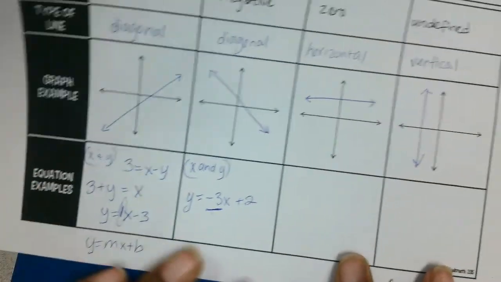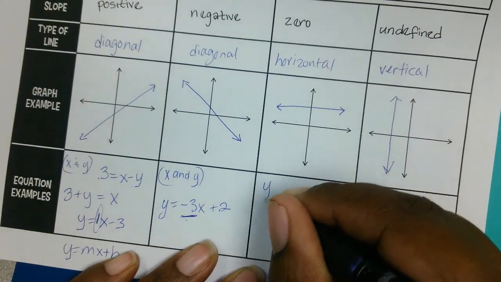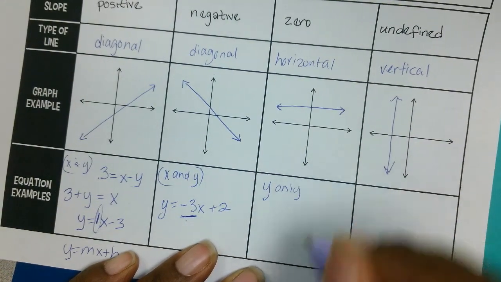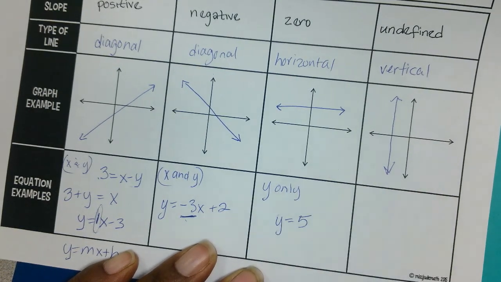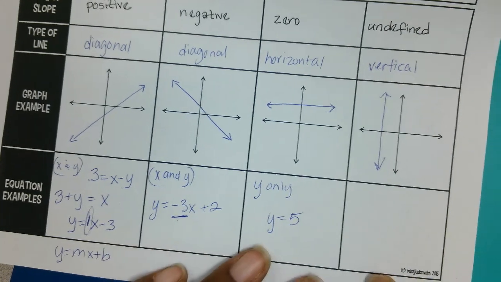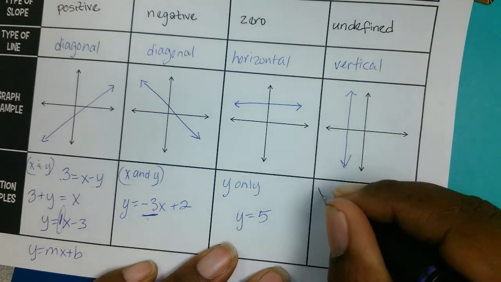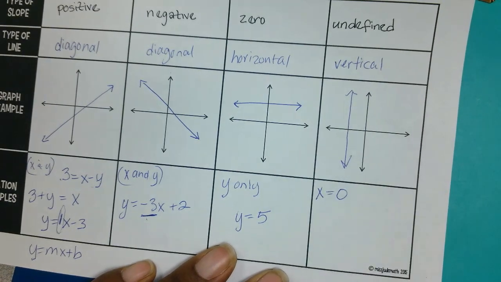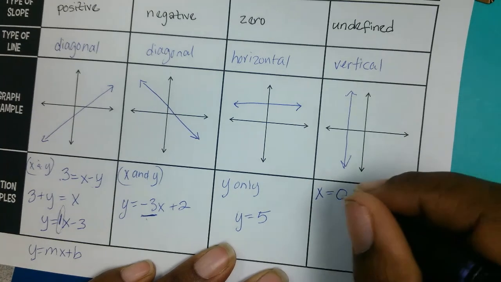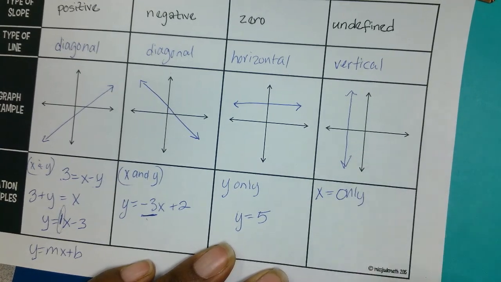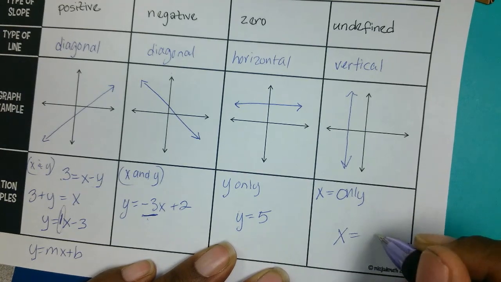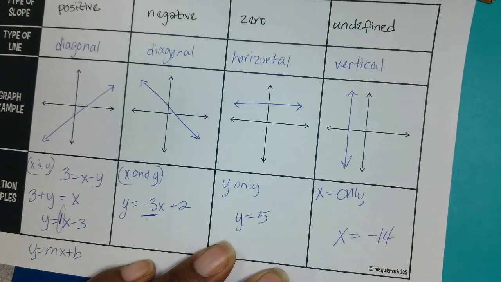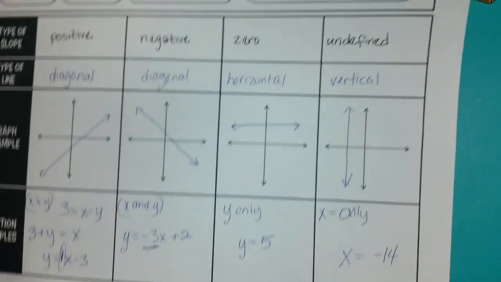Now, when you have a horizontal line, you only have a y. So that's something like y equals 5. y equals -3. You only have a y in the equation. When you have a vertical line, or undefined slope, you only have an x. So x only. So I can say something like x equals, let's say, -14. And that is our video on slope.